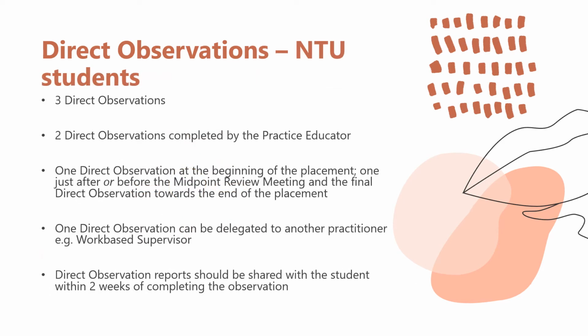For NTU students, there are 3 mandatory direct observations that need to be completed as part of the placement. 2 of them are completed by the practice educator. The preference for direct observation is 1 observation at the beginning of the placement, 1 observation just before or just after the midpoint review, and 1 observation towards the end of the placement. 1 direct observation should take place, as said, before the midpoint review. And again, that's in part of informing the assessment of the student in terms of their progress overall.